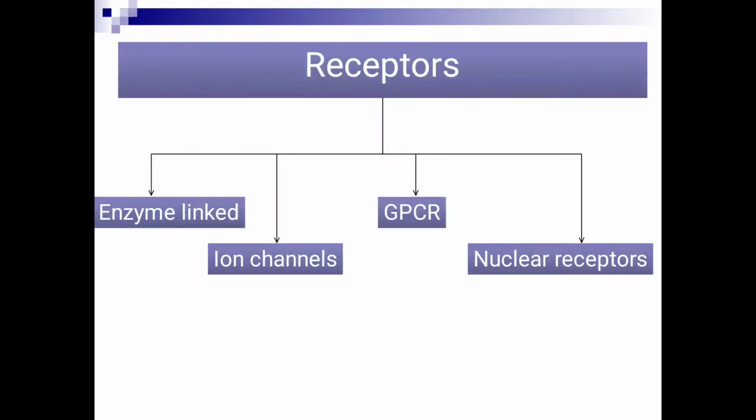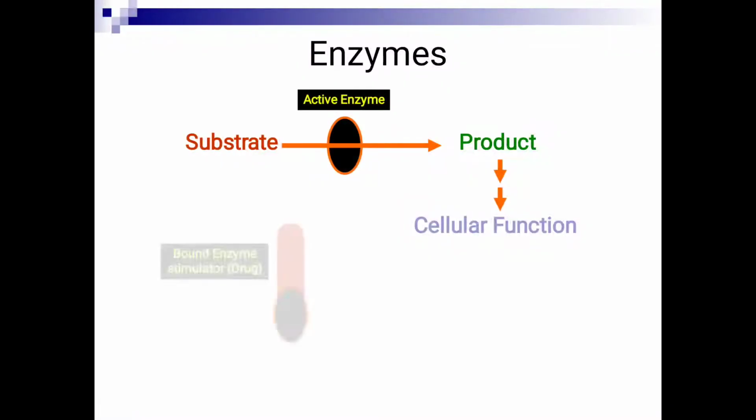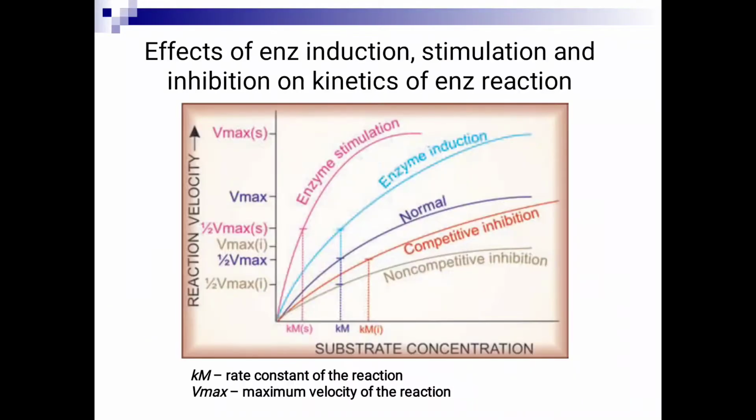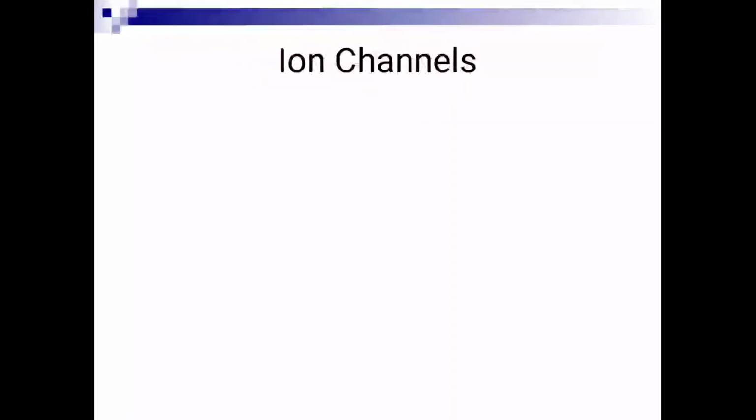Then action through receptors can be enzyme-linked, antigen-linked, G protein, or nuclear. First, enzyme-linked receptor action: it can be activating an enzyme or inactivating an enzyme, so it produces the effect or inhibits the effect. Examples are drugs and their enzymes; most of the drugs inhibit the enzymes, and only some of the drugs stimulate the enzymes.